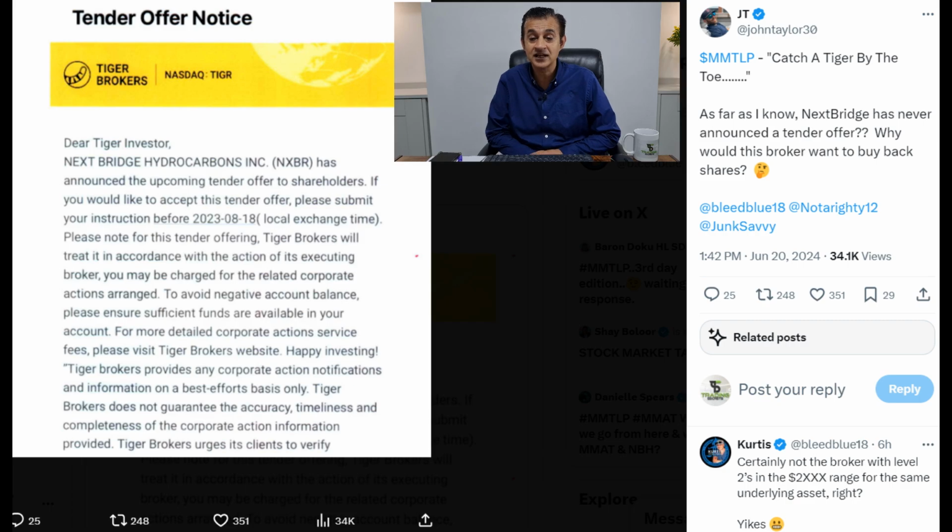And now there's another broker on the line, and shout out here to JT, who's tagged to catch a tiger by the toe blank. And as far as he knows, he states Nextbridge has never announced a tender offer. Why would this broker want to buy back shares? So there's a screenshot there from Tiger, and it states here obviously tender offer notice. So this is a broker that is also going to be looked at going forward, and we can see here they stated, if you would like to accept the tender offer, please submit your instruction before the 18th of August 2023. So if anybody is there with the Tiger and received this, and there was any obviously follow-up from this, it would be great to know. So please add that in the comments.